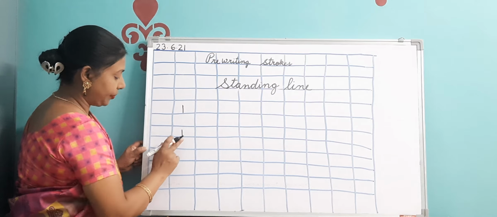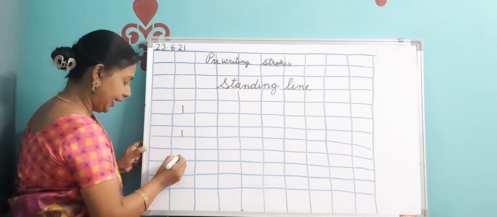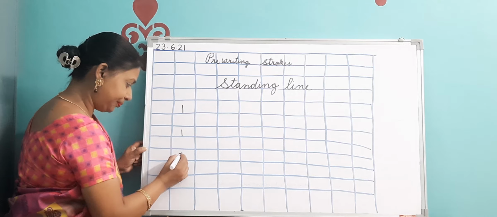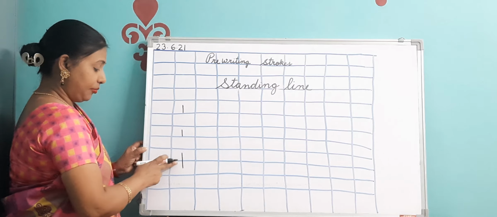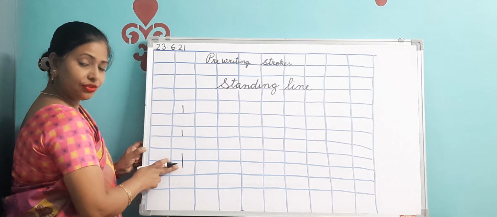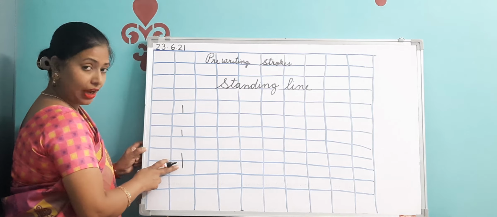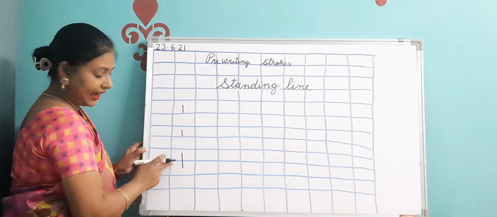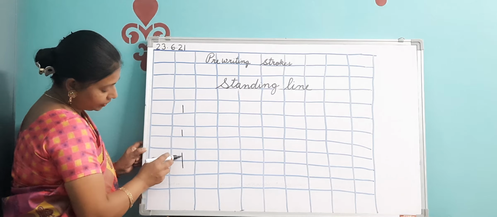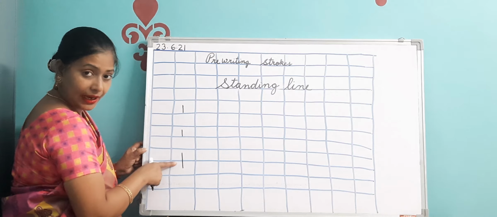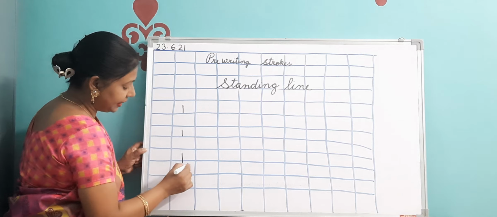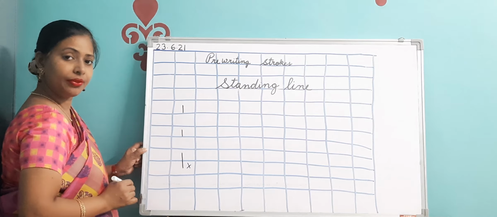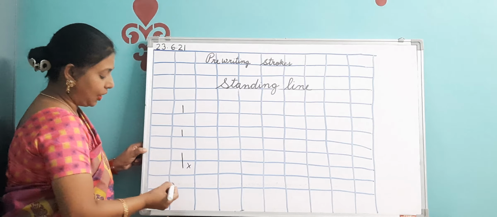Once again watch, again leave one square, and then come to the next square. Then from this square you draw a straight line like this. But can you see this? Is it right, children? No, it is not right, because this standing line is coming out. It is crossing this blue line. Can you see this blue line? It is crossing this blue line and coming out of the line. That means this is wrong. It should not come out of the line.